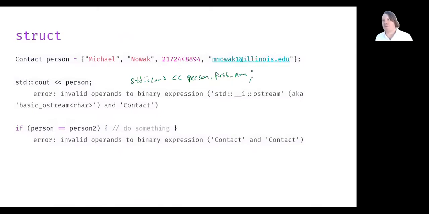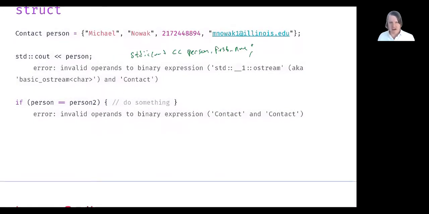We will get to a point in this semester where we will introduce how we can define what it means to insert an object of user-defined type directly into an output stream. But for now, we're going to resort to this dot notation and doing it, I guess you could say, longhand. Again, here we're attempting to test for equality.